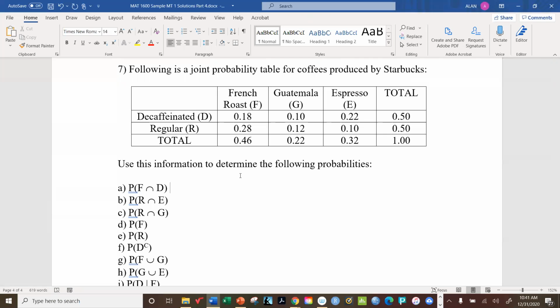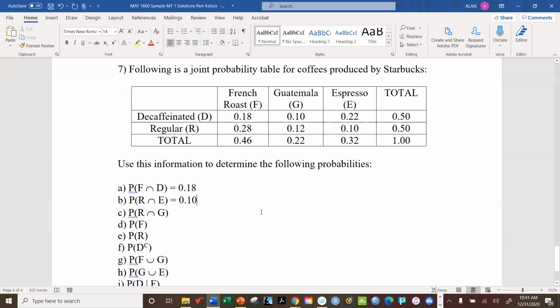For some purposes, that makes things a little easier, but for some purposes, that is a bit of a problem. If we wanted to know, for example, the exact number of bags of French decaf that they'd made, then we don't have that information, but we do know the probabilities. So for our purposes in this question, that's all we need to know. So this first one is 18% or 0.18. R&D is regular espresso, which is here, 0.10.